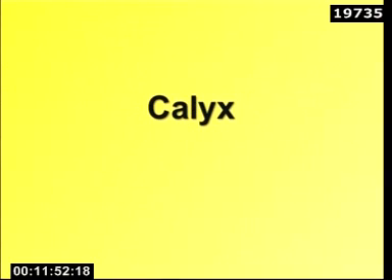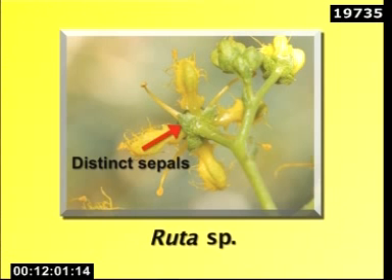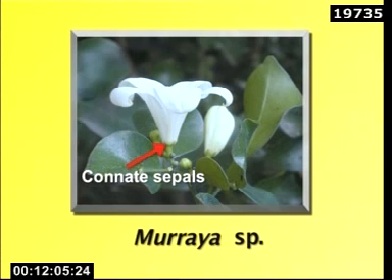Calyx in the family Rutaceae commonly comprises 4 to 5 or rarely 3 sepals, which are distinct and free, as we can see in Ruta, or they are basally connate, as we can see in Murraya. Calyx is regular with valvate or imbricate aestivation. Very rarely the sepals are wanting, as in some species of Xanthoxylum.